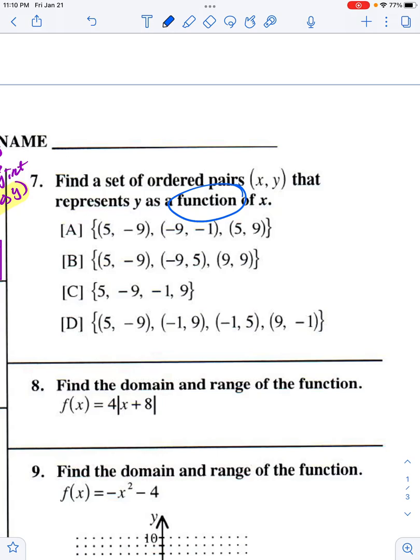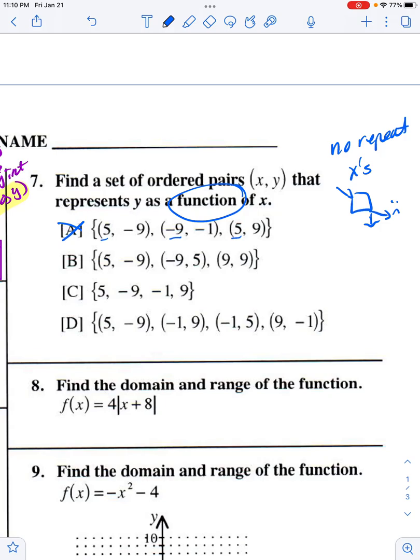Okay, what does it mean to be a function? Well, in this particular case, I have to decide if it's a function or not because I can have no repeat x's. So if an x goes into my function as a certain value, it cannot come out as two different values. So I look, 5, -9, 5. Okay, that's not a function.